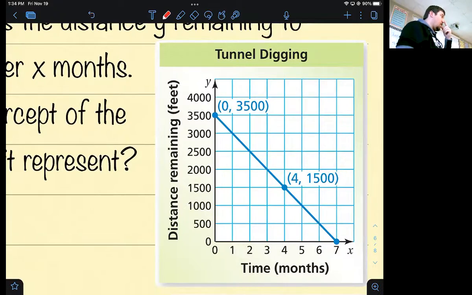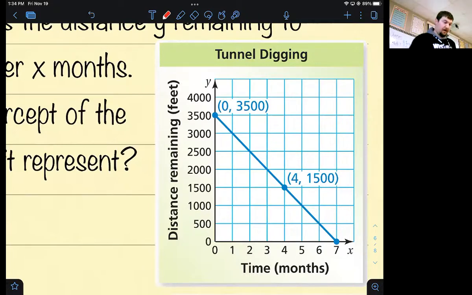This is distance remaining. So obviously they're going to be done with it in 7 months. How much farther did they have to go before they started digging? So how long is the tunnel? How much digging did they have to do before they started? Jimmy? 3,500. That's right. So when they hadn't done any digging, they had to go 3,500 feet. So you should be able to tell from that how much digging they did, when they're going to finish 7 months later, and also how fast they're digging.